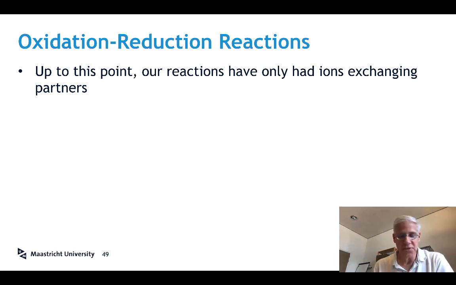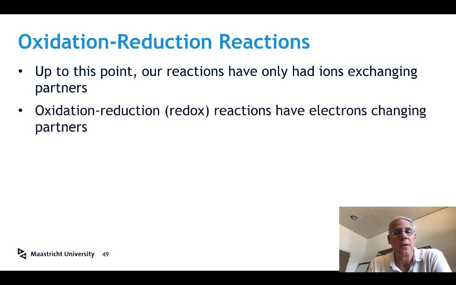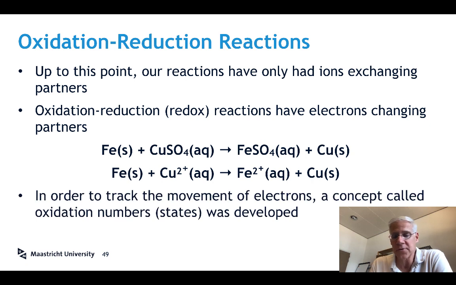So here's our oxidation reduction reactions. If we go back and look at the reactions that we've done so far, most of our reactions have just had ions exchanging partners. In an oxidation reduction reaction, what we have is electrons changing partners. We're moving electrons as opposed to moving ions. So here's an example. If we take iron and copper sulfate, we get iron sulfate and copper solid out. It doesn't look like much of a reaction until you remove the sulfate as a spectator ion.